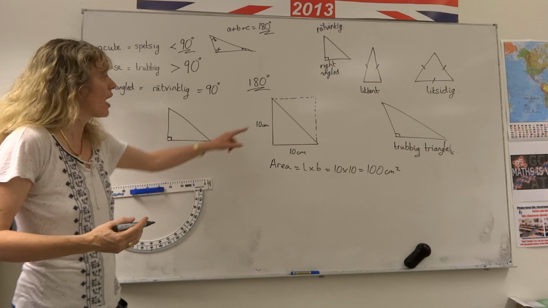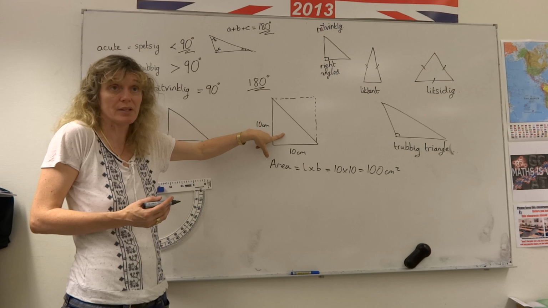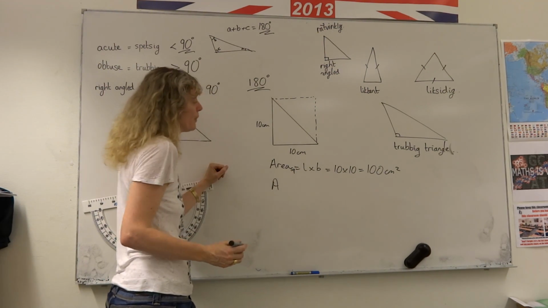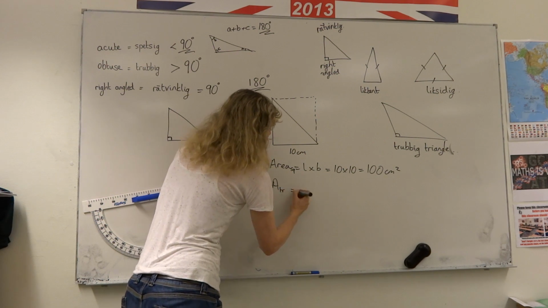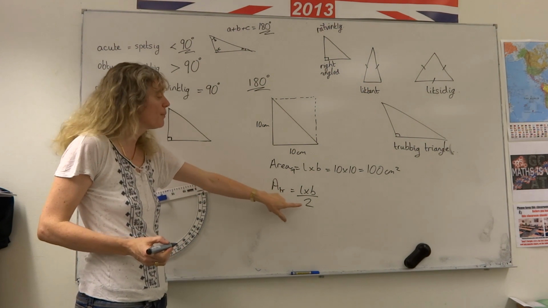But the area of a triangle, we can see that the area of the triangle would have been half of the area that it would have been if it had been a square. So the area of the square would be that. The area of the triangle would be the length times breadth divided by 2. And this is an important thing to remember.